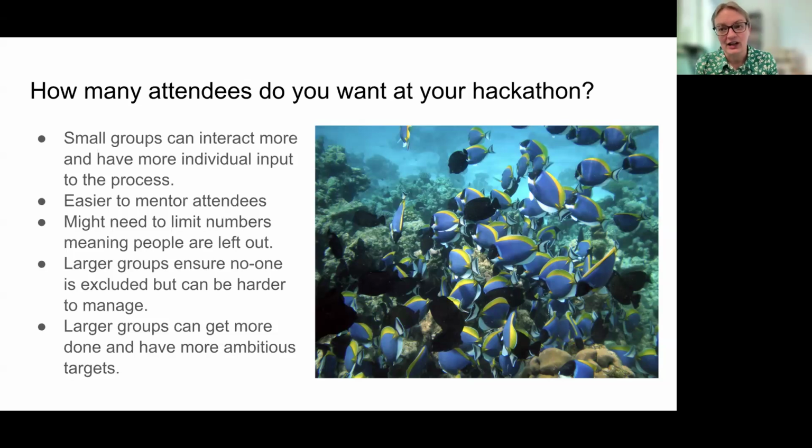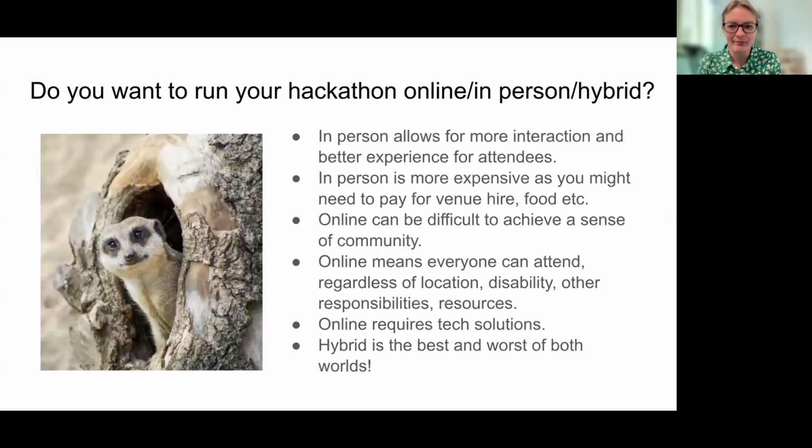However, if you do that, you are going to have to limit numbers, which means people might get left out. So larger groups will ensure that they don't get left out, but it might be hard to manage. And they can get more done. So you can have more ambitious goals in terms of how much you want to get done if you've got a big group of people coming.